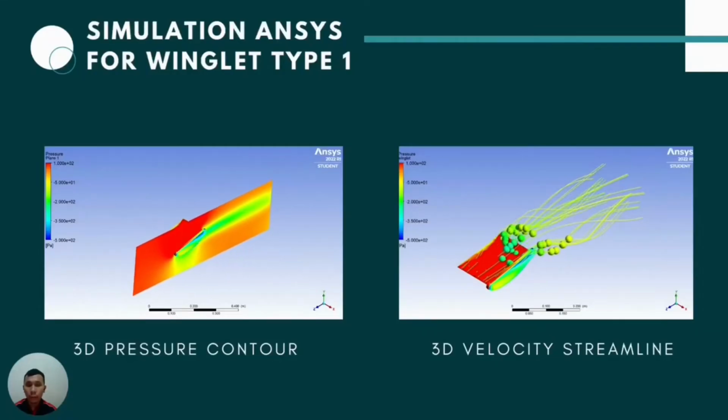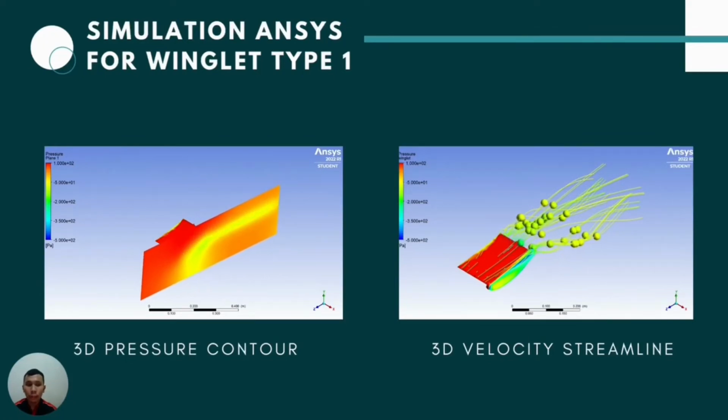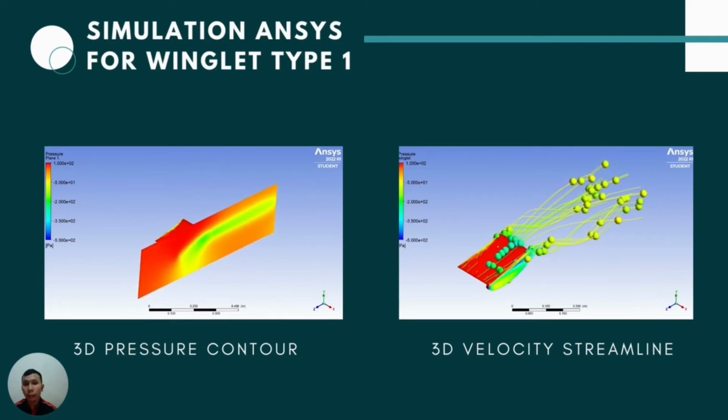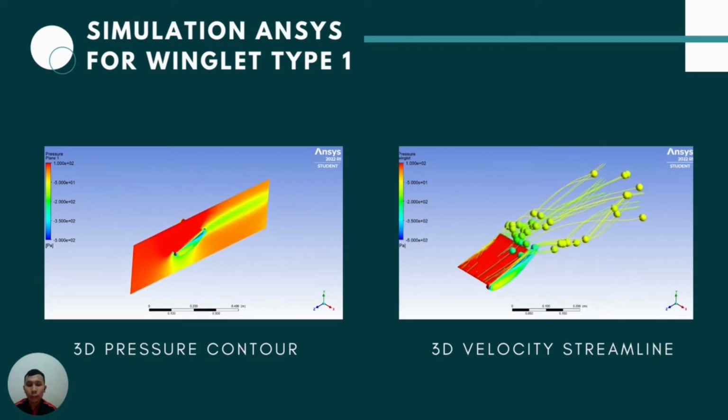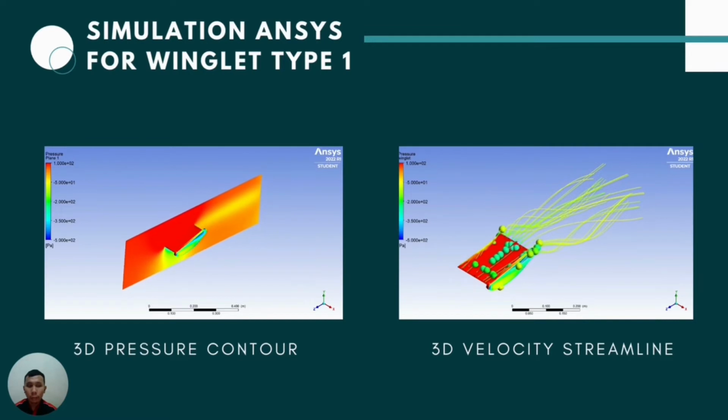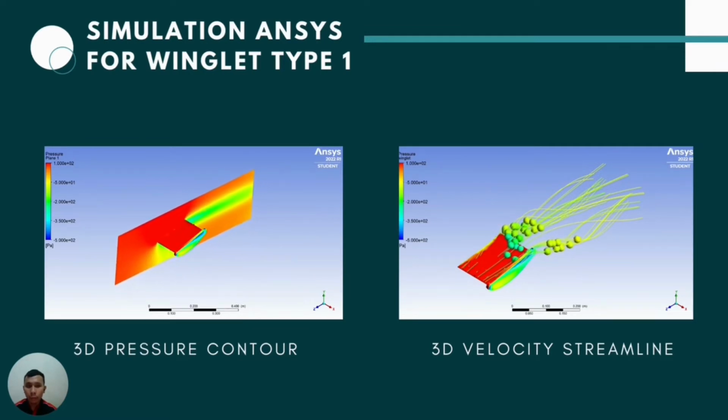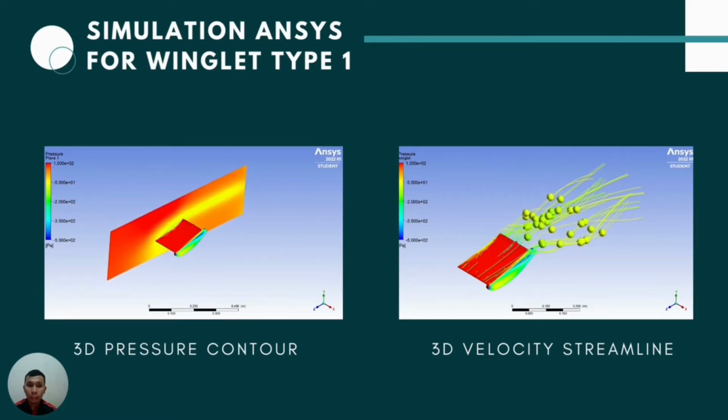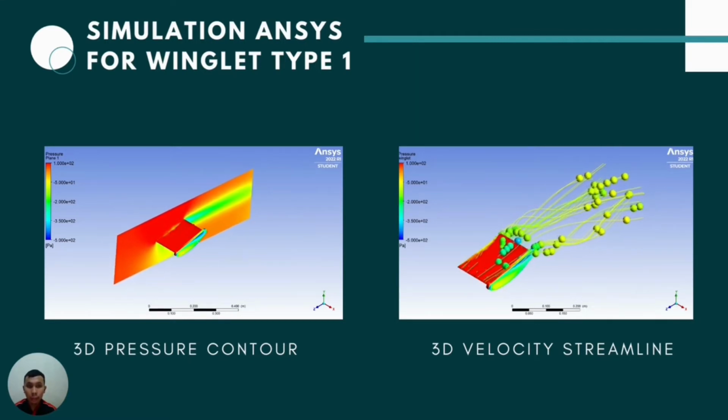We move for simulation ANSYS for winglet type 1. So firstly, our design winglet type 1 is a design that follows the aerodynamic structure. So in the simulation, we set the airflow from left to the right. So we can see that this is a 3D pressure control that occurs on our plane. But the value I will explain later.